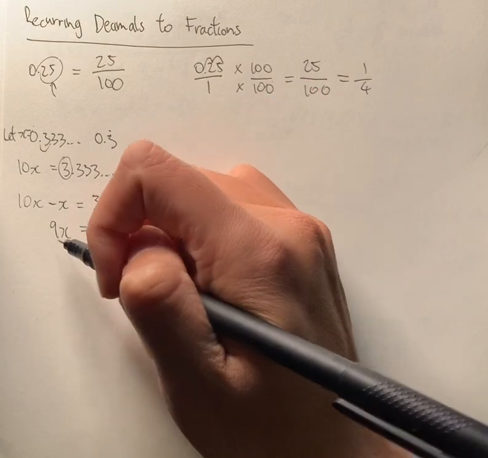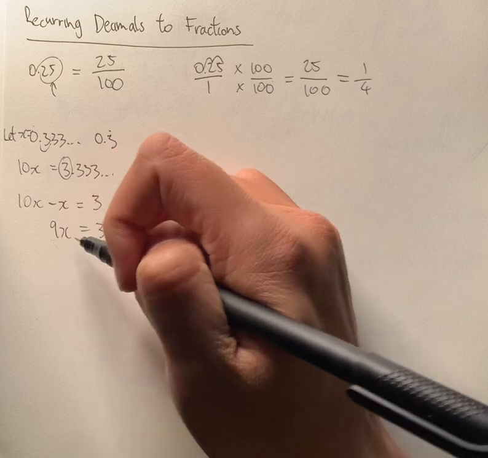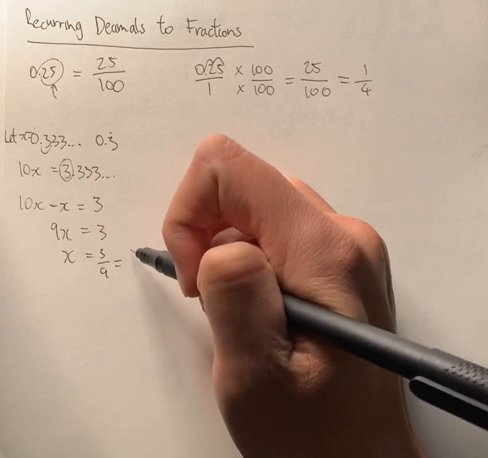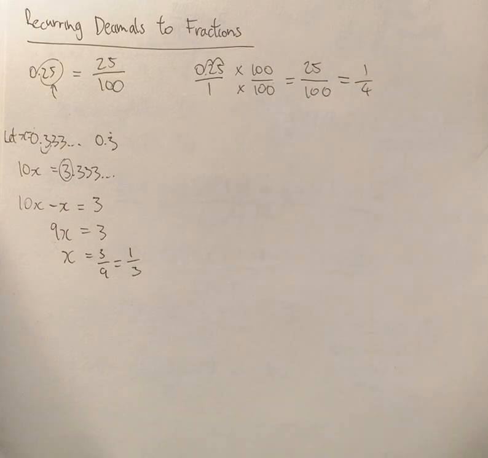Some simple algebra here. We're just going to divide both sides by 9. Dividing both sides by 9, we get x is equal to 3 over 9, which of course can be simplified as 1 over 3. And there we go. We've actually now converted a recurring decimal into a fraction.